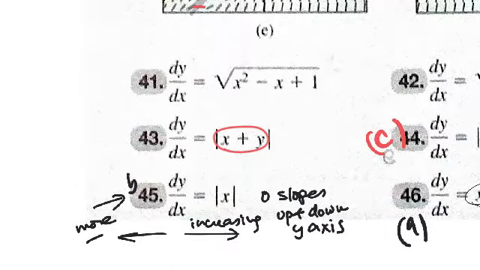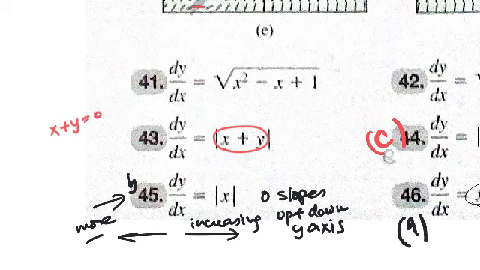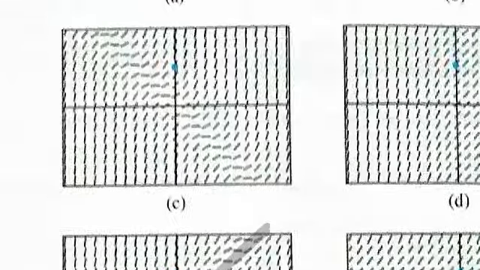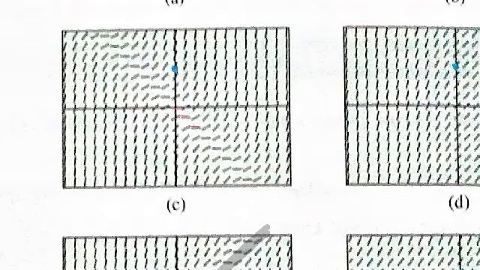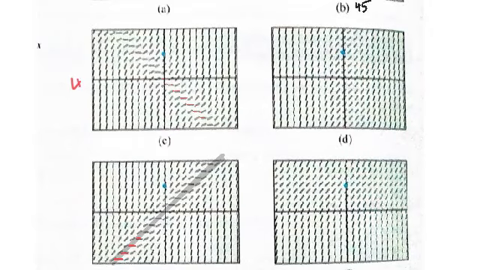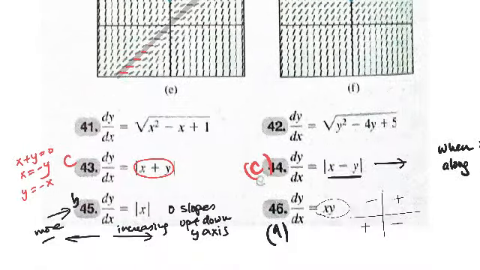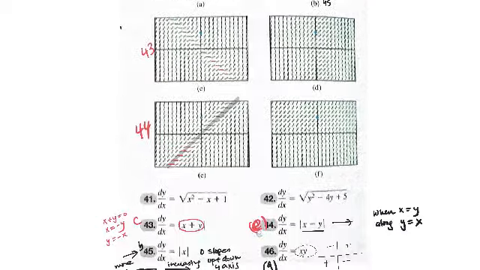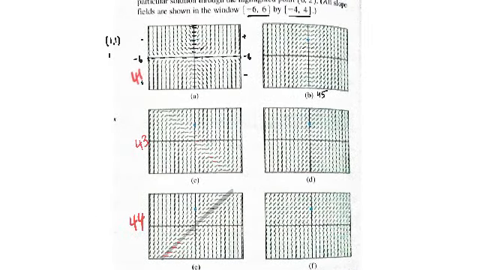Here, similarly, x plus y equals 0. That's going to happen along x equals negative y, or y equals negative x. So I should see a line of 0 slopes along y equals negative x, and I do with C. So this one I'm going with C. Okay, so this is 43. This one, oops, I said C when I meant E for 44. This one's 44. We got 45 already, and I think we said 46 was A.